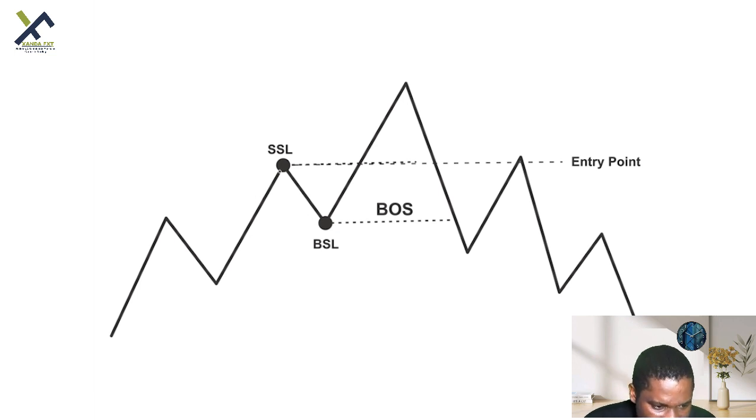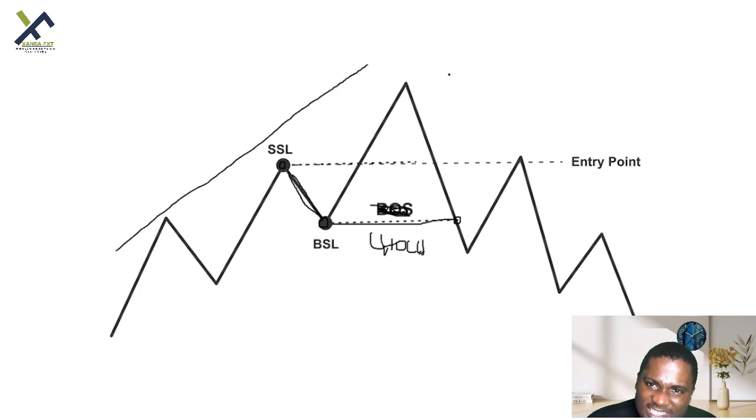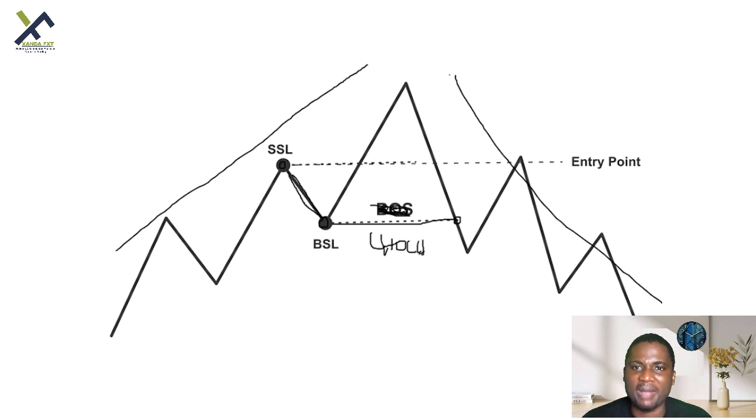Look at it here. This was the last correctional wave that was made, and this is my sell side liquidity and my buy side liquidity. Now look at it here. At this point here, this was where the change of character occurred. The market has been in an up movement, so I'm anticipating the market after the change of character to start coming down. So where should my entry point be? My entry point will now be on the sell side liquidity.